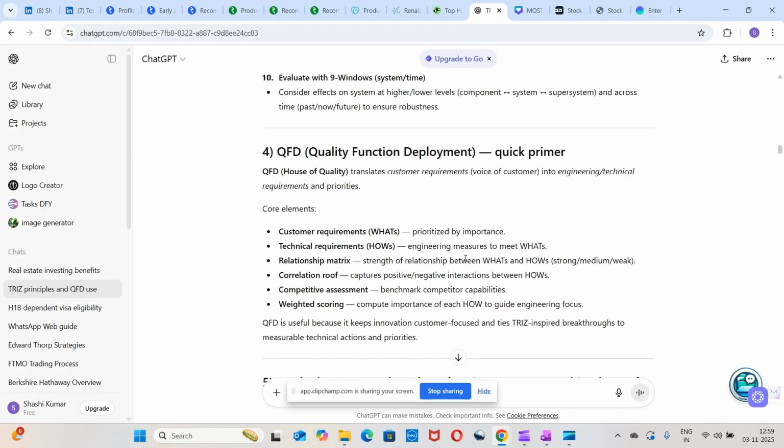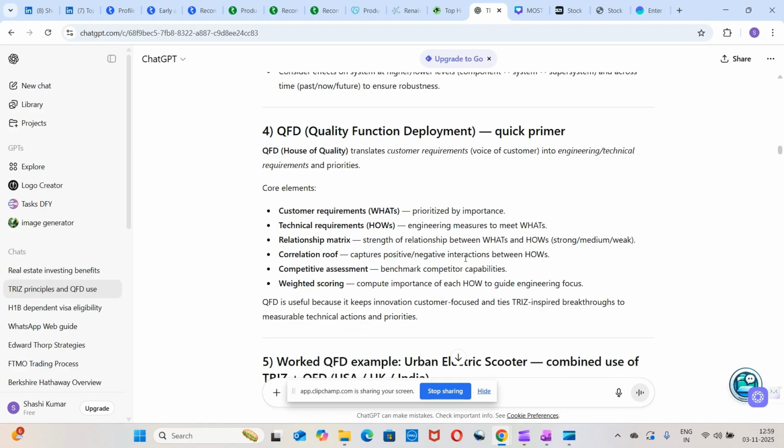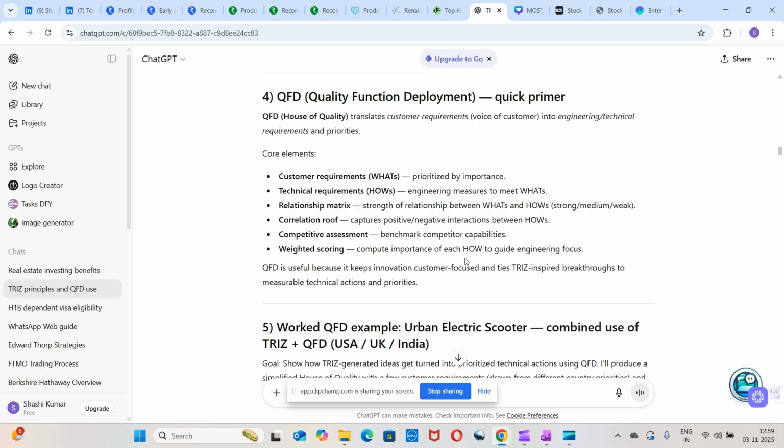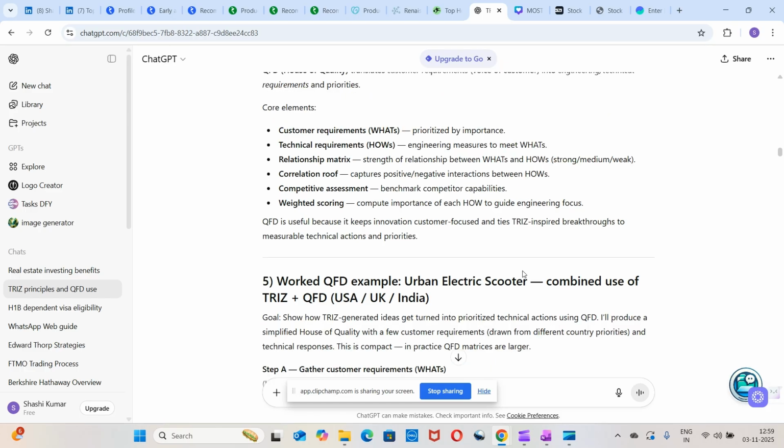Now QFT. We have already discussed this, but we'll go through it again. The whats are the customer requirements, prioritized by importance. The hows are the technical requirements of the house, which are engineering measures to meet those whats. The relationship matrix holds the strength of relationship between whats and hows: strong, medium, weak. The correlation roof captures positive or negative interactions between hows. In the competitive assessment, we benchmark our capabilities against competitor capabilities. With weighted scoring, each how gets a particular importance, which gives engineering focus. So that's the QFT.